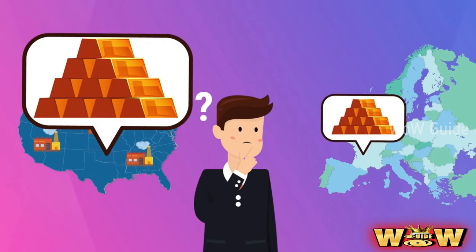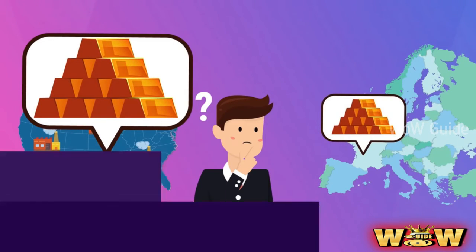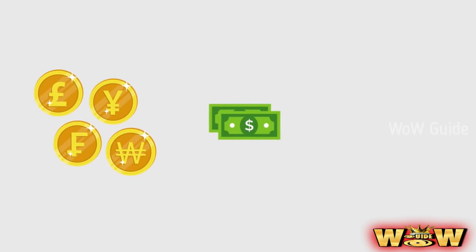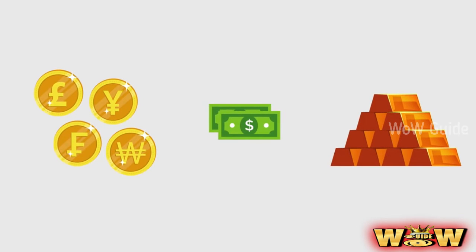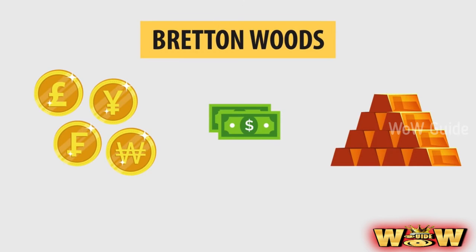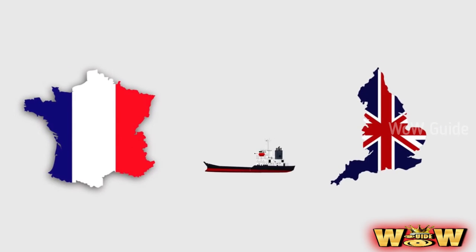So the United States proposed that every currency be pegged to the US dollar, while the dollar exchange rate was also tied to gold. This system was named Bretton Woods. If a country wanted to trade with another country, they only used the US dollar, because it was the only currency that could be exchanged for gold.